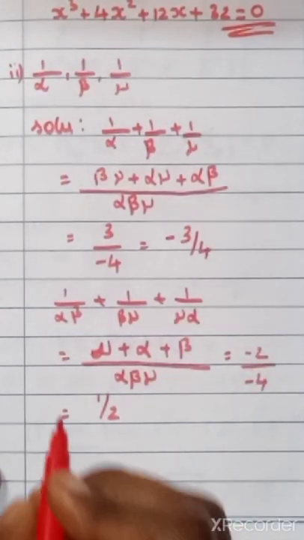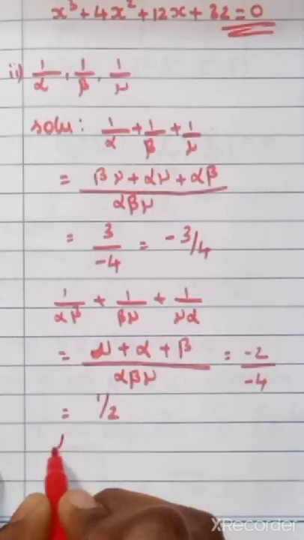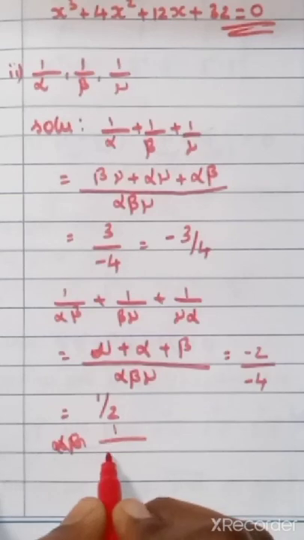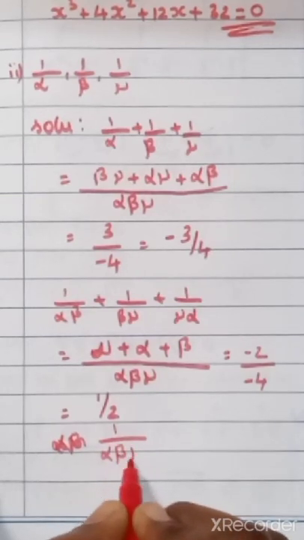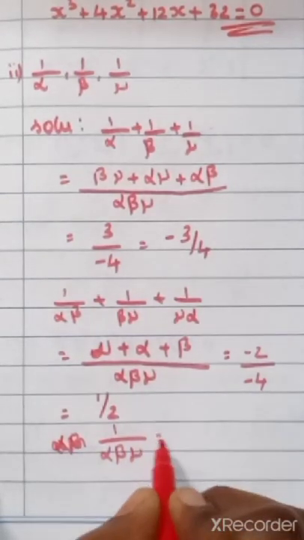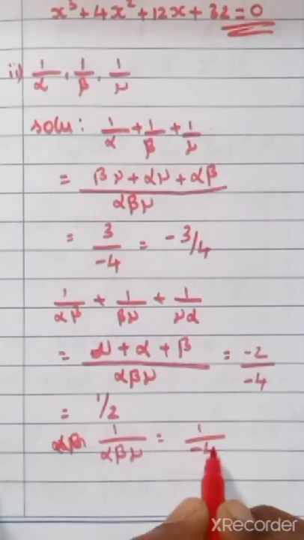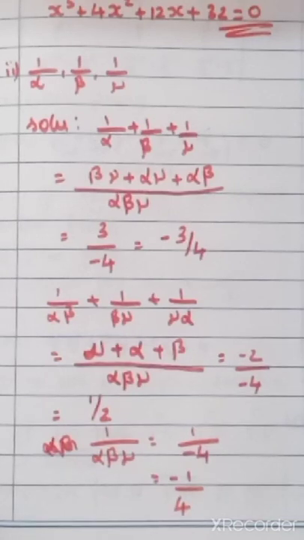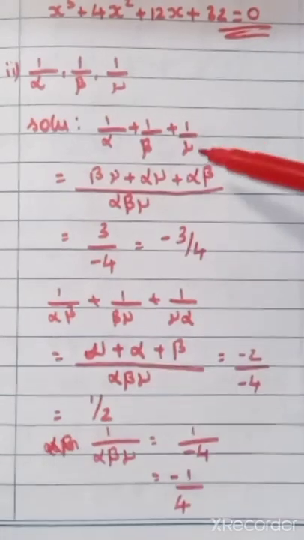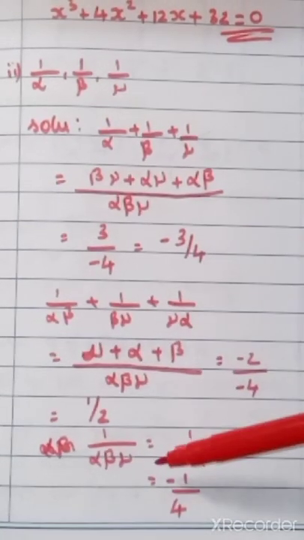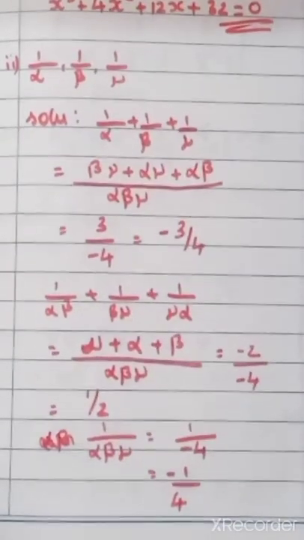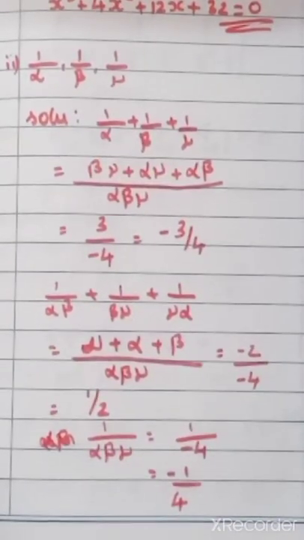Next, product of 3 roots. What are the product of 3 roots? Alpha, beta, not this one. 1 by alpha beta gamma. Correct? Okay. So 1 by alpha beta gamma answer is minus 4, which is equal to minus 1 by 4. Now, இப்போ நம்மளுக்கு three terms கிடைச்சிருச்சு. What are the 3 terms? Sum of single root, sum of double root, product of roots. Next, use your cubic equation format, then you can find out the equation.